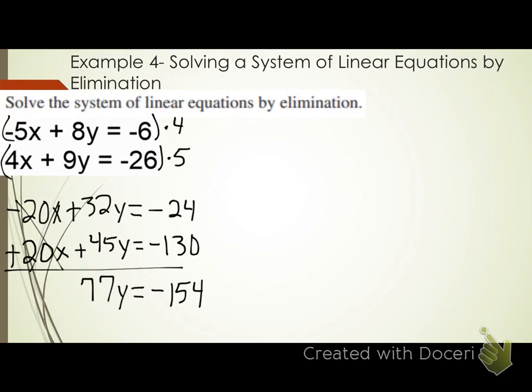How do I get y by itself? Divide by 77. Negative 154 divided by 77 gives me what? Negative 2. So there's my y value. What do I still need though? Still need my x value to complete my ordered pair.